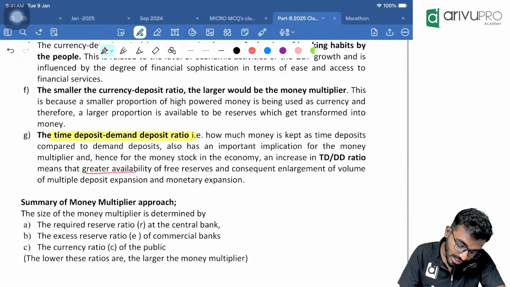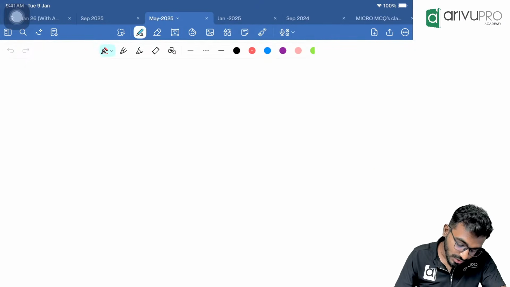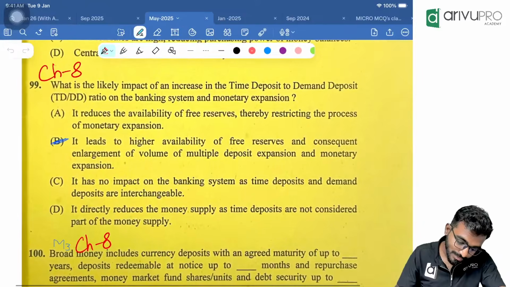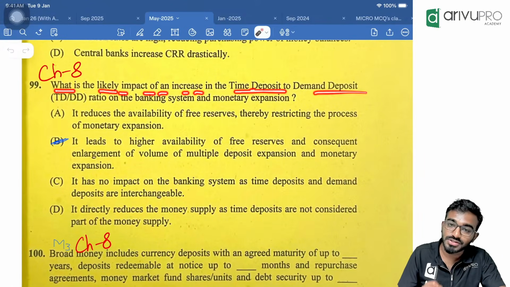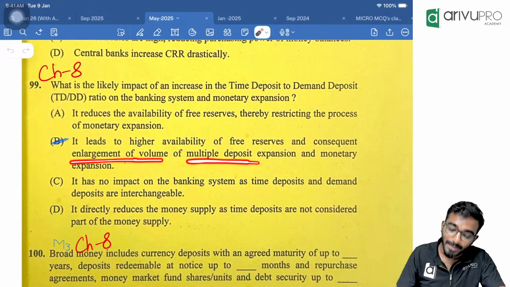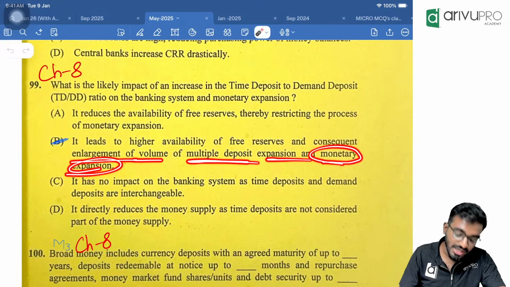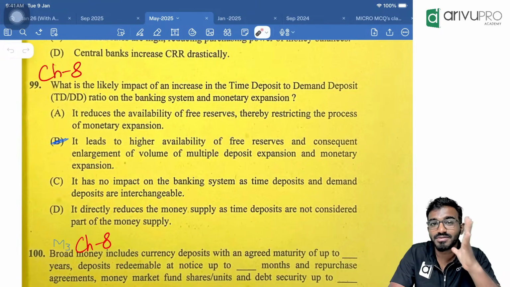See here, greater availability of a free reserve and consequently enlargement in the volume of a multiplier deposit expansion and monetary expansion. Now see here, same to same question. What is likely the impact of increase in time deposits to demand deposit ratio? Higher availability of a free reserve and consequently enlarging in the volume of a multiplier deposit expansion and monetary expansion. Word to word, you have to remember the keyword. That is what I'm saying. Concept is important there. Concept, word to word has come.